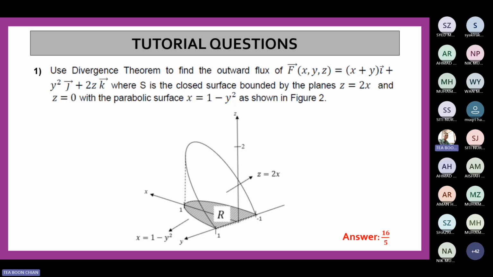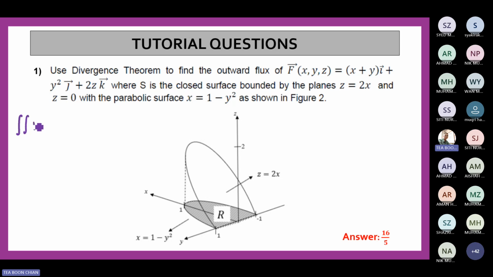Now, this figure 2 is actually very helpful. There is a lot of information you can obtain from here that helps you build up the triple integral. Since you can clearly see this is not a circle equation, nothing is involving a circle or sphere, we know that this must be Cartesian. So we want to use the divergence theorem to compute the flux.